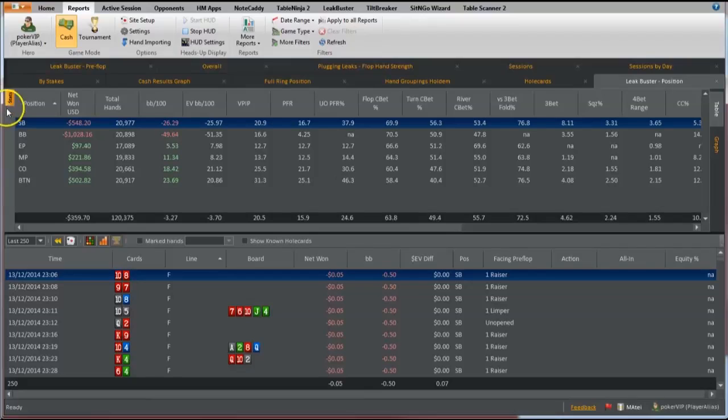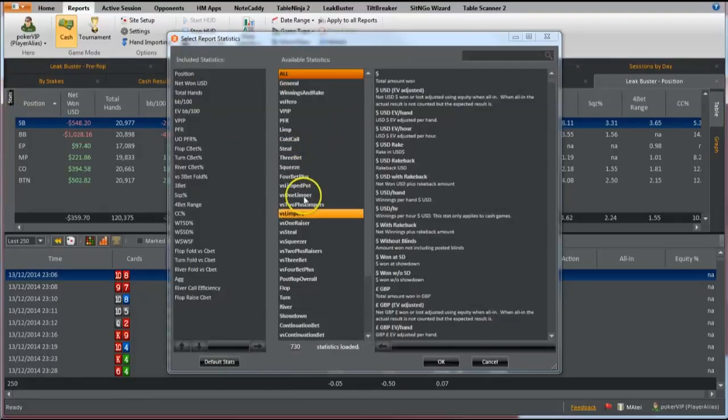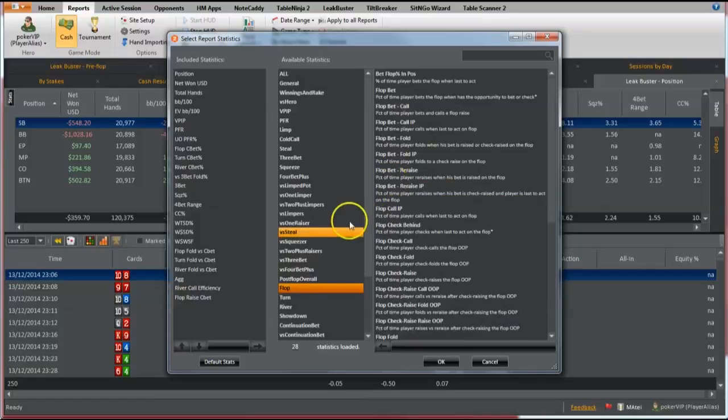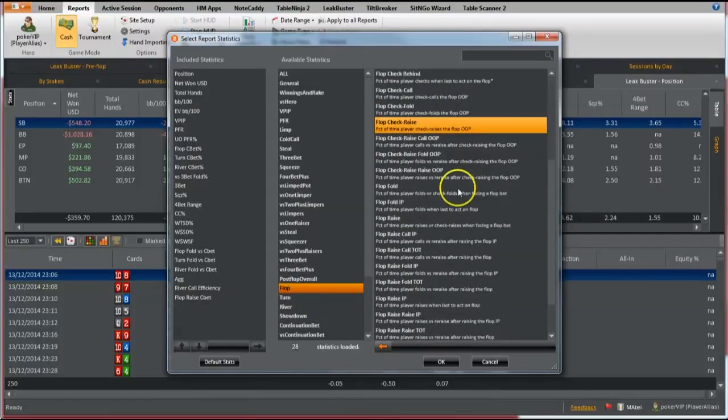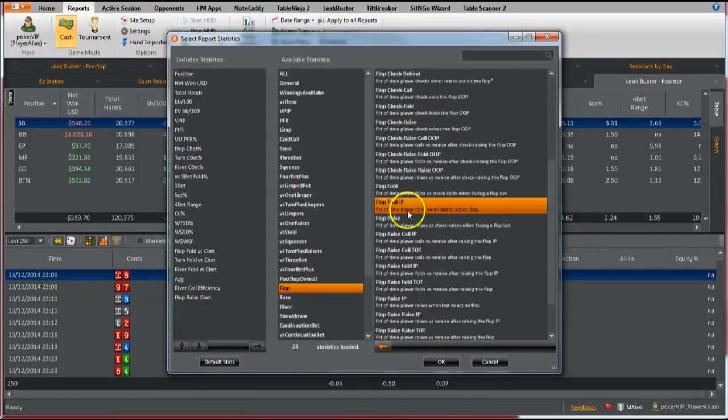The way we can add more stats to this report is clicking on this stats icon in the top left here, where we will get a pop-up window showing us all the available stats we can add. So for example, if we wanted to add certain flop stats, then we click on flop and we see all the available flop stats here in this column. We just double click to add them, or we click on this left arrow if we want to add the stat to the output here. We can also use the search box here to find stats more efficiently.